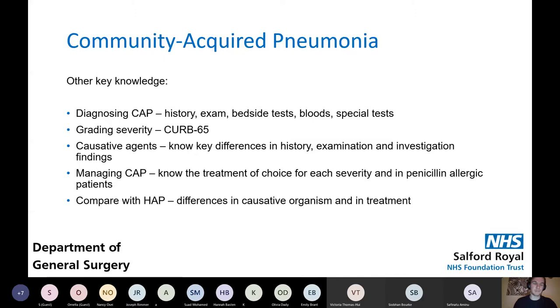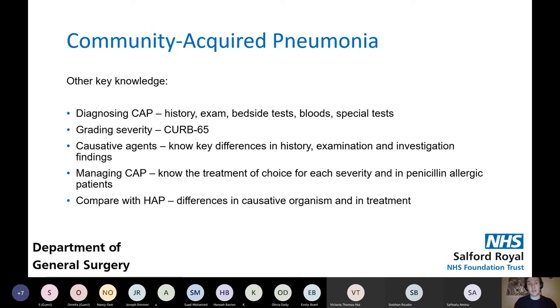Know how to treat it. Know that your CURB score correlates to empirical therapy. CURB score being confusion, urea greater than 7, respiratory rate greater than 30, and blood pressure of less than 90 systolic or 60 diastolic, and age over 65. If they score 0 to 1 on the CURB score, you can treat that with oral antibiotics in the community.